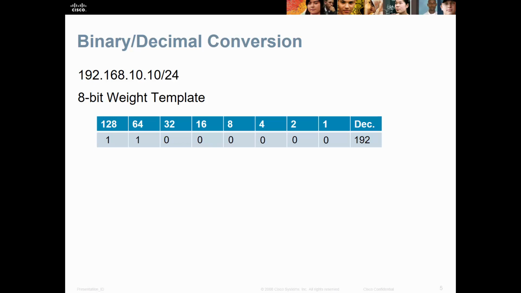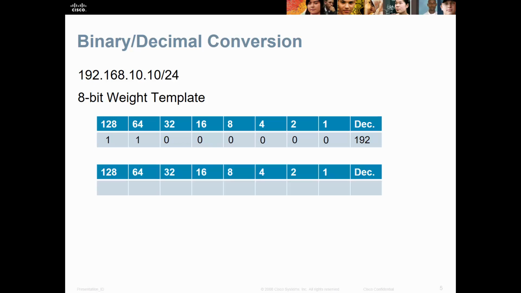Let's try it again for the number 168. Again, we'll start with the template, start on the left, and then try to come up with the combination of ones and zeros in the right position that would give you a total weight of 168. A 1 right here would give me 128.